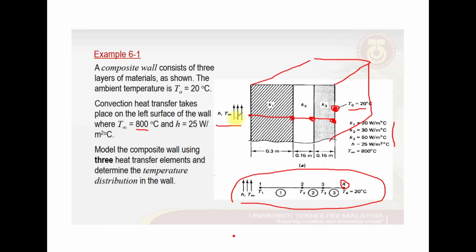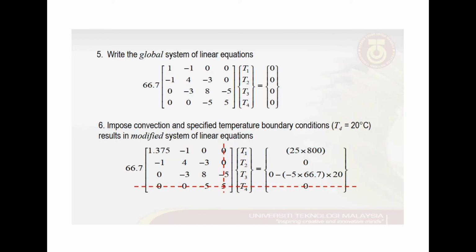So from there we first start with dealing with the specified temperature boundary condition, which is given on the node number 4 equal to 20 degrees Celsius. In this case, since we know the temperature on node number 4, we do not need to solve this equation anymore. So we can eliminate the row and column for equation number 4.